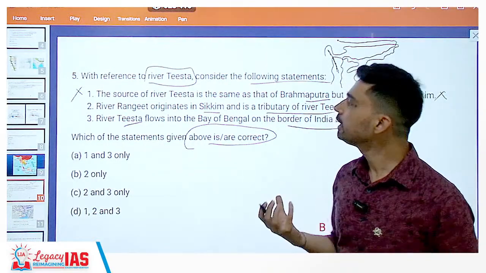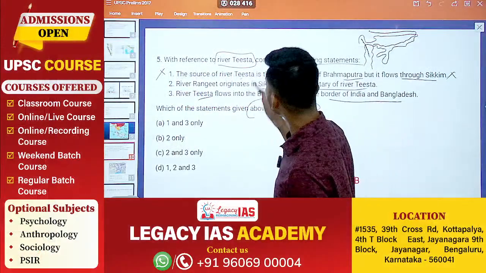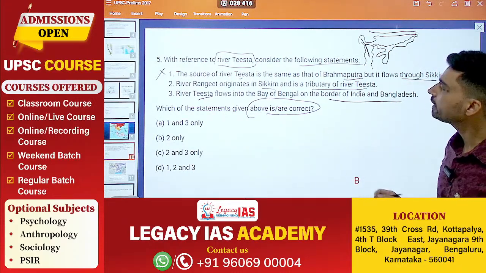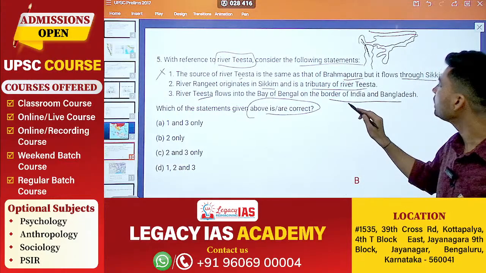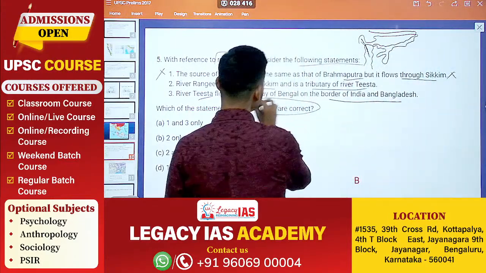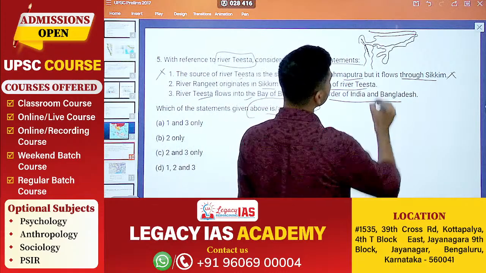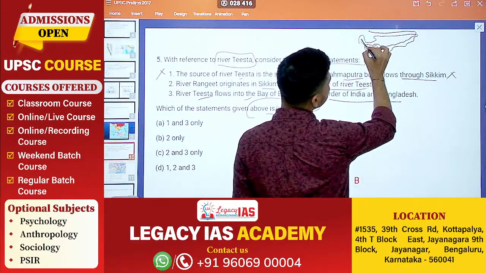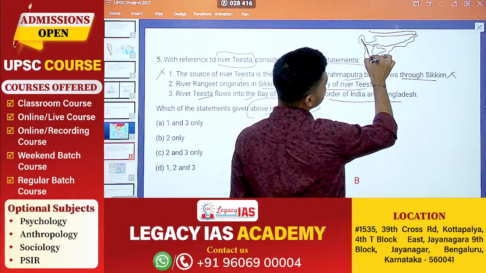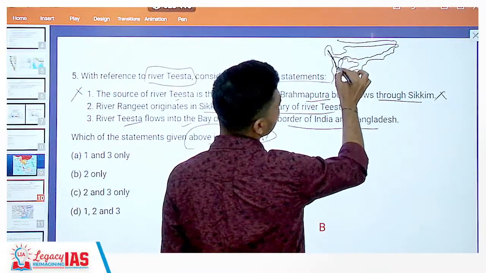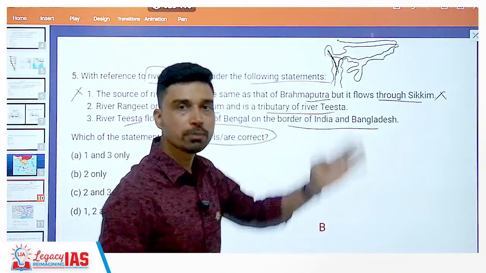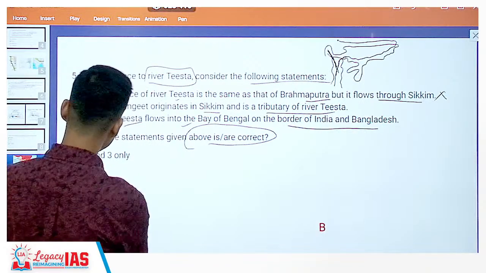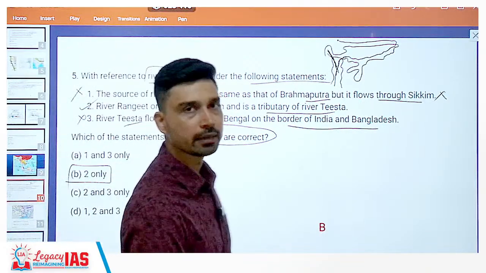Second, river Rangit is a tributary of river Tista, and it also originates from the Sikkim region itself. And the third statement, river Tista flows into the Bay of Bengal on the border of India and Bangladesh, is incorrect. It does indeed flow toward the Bay of Bengal, but it does not flow at the border of India and Bangladesh. Rather, the Tista river directly enters Bangladesh after passing through West Bengal, and then it meets the river Brahmaputra coming from the east. That means it flows through Bangladesh, not at the border of Bangladesh and India. So this statement is also incorrect. So obviously the correct option is B, 2 only.